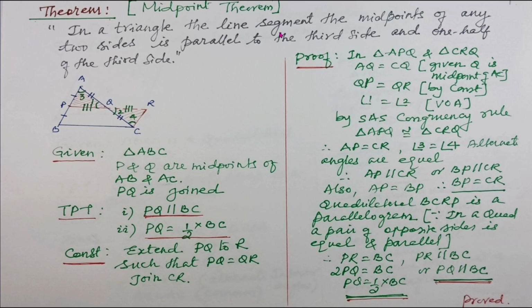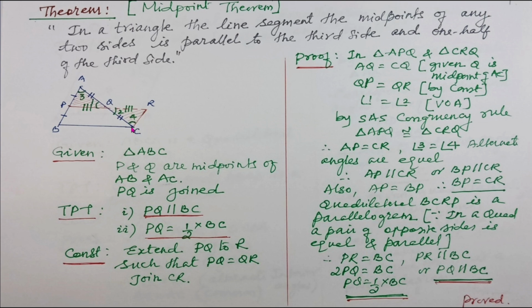Now the statement is already given here. It is already very clear to us. The statement is, in a triangle the line segment joining the midpoints of any two sides is parallel to the third side and one half of the third side. Let us take the triangle ABC here. P is the midpoint of AB, Q is the midpoint of AC, and PQ is joined. Now we have to prove that PQ is half of BC and PQ is parallel to BC.